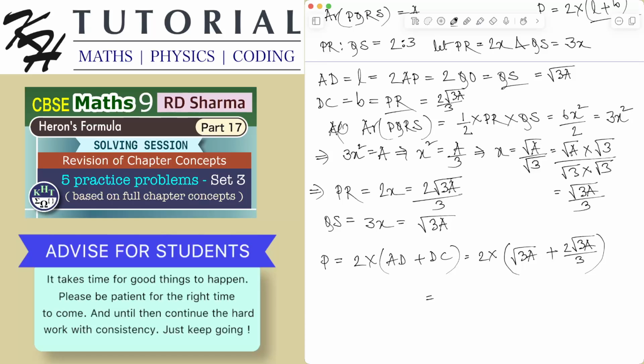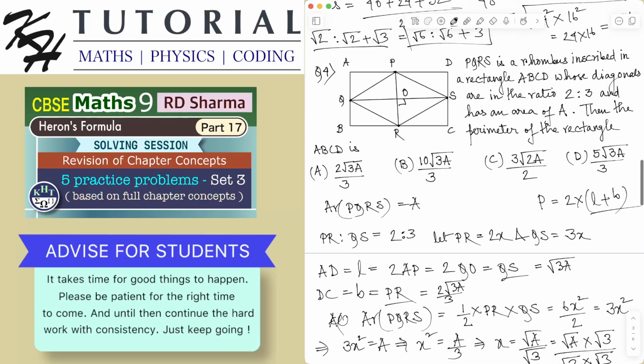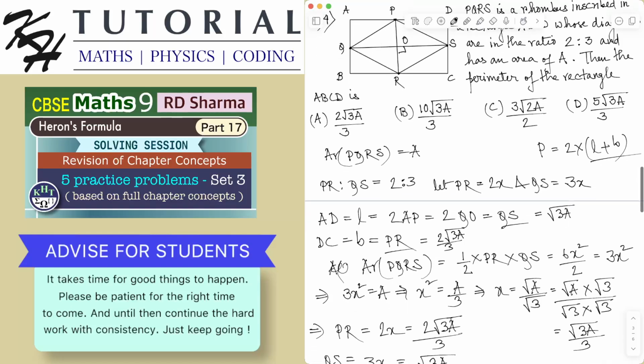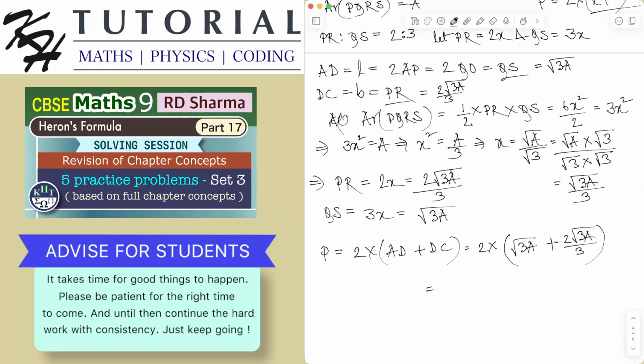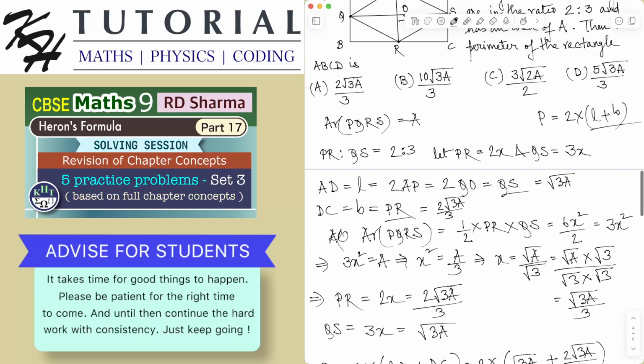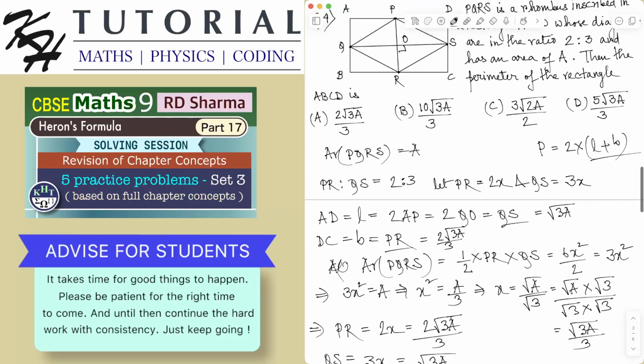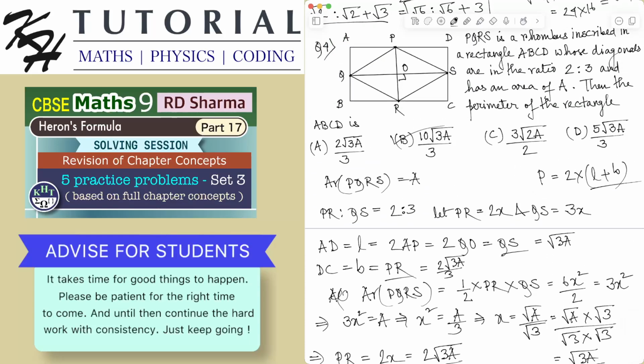So what is the perimeter of the rectangle? If I simplify this expression, the perimeter becomes 2 into 5 into square root of 3A divided by 3. So this is equal to 10 into square root of 3A by 3. This should be the perimeter of the rectangle ABCD. So the correct choice is B. B is the correct choice.